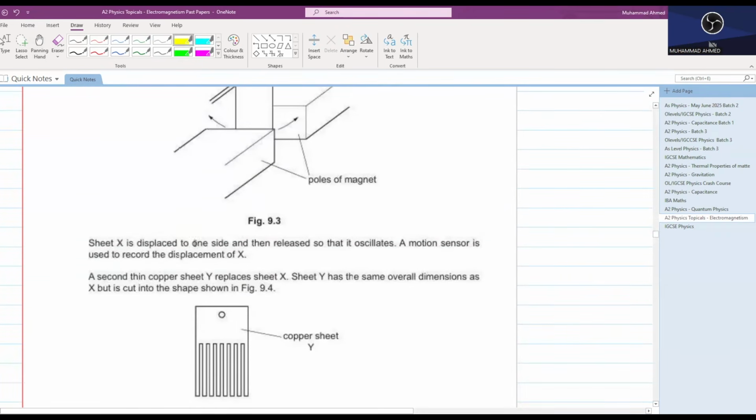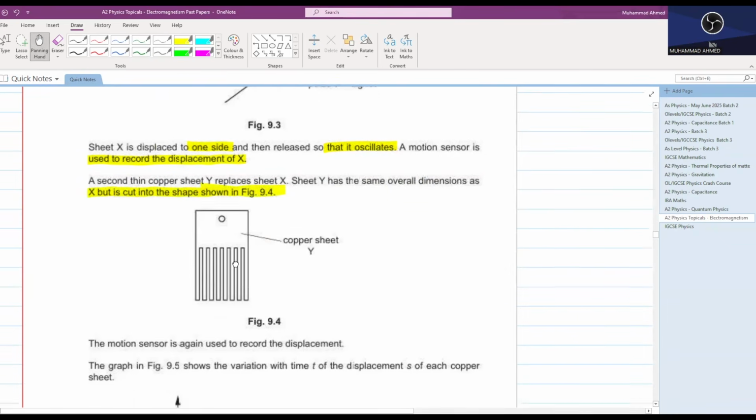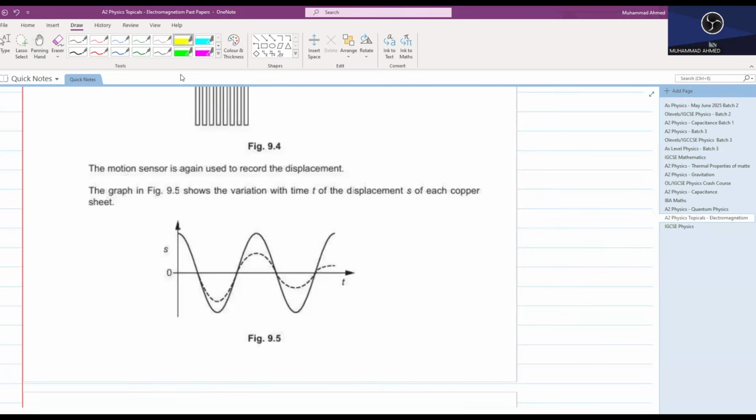Sheet X is displaced to one side and then released so that it oscillates. A motion sensor is used to record the displacements of X. A second thin copper sheet Y replaces X. Sheet Y has the same overall dimension as X, but it is cut into shape as shown in figure 9.4. This is the shape of sheet Y. The motion sensor is again used to record the displacements.